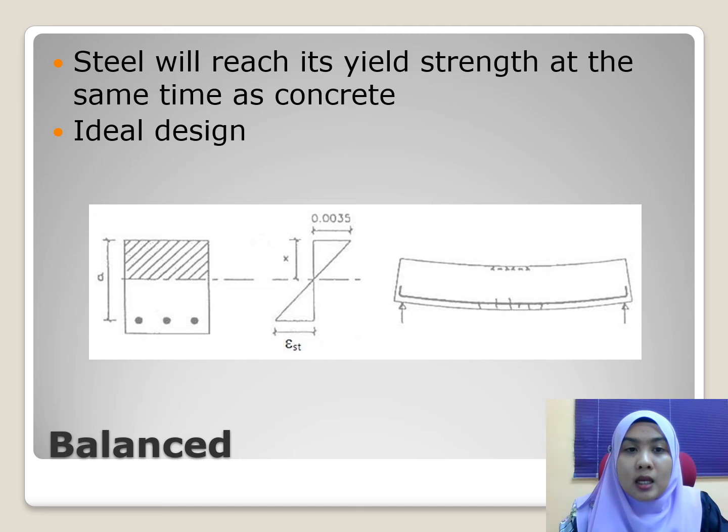The next one is balanced. Balanced means the steel will reach its yield strength at the same time as the concrete. So the failure of the concrete and the failure of the steel happen at the same time. So we can predict the maximum load that we can apply. That is why this is what we call the ideal design.